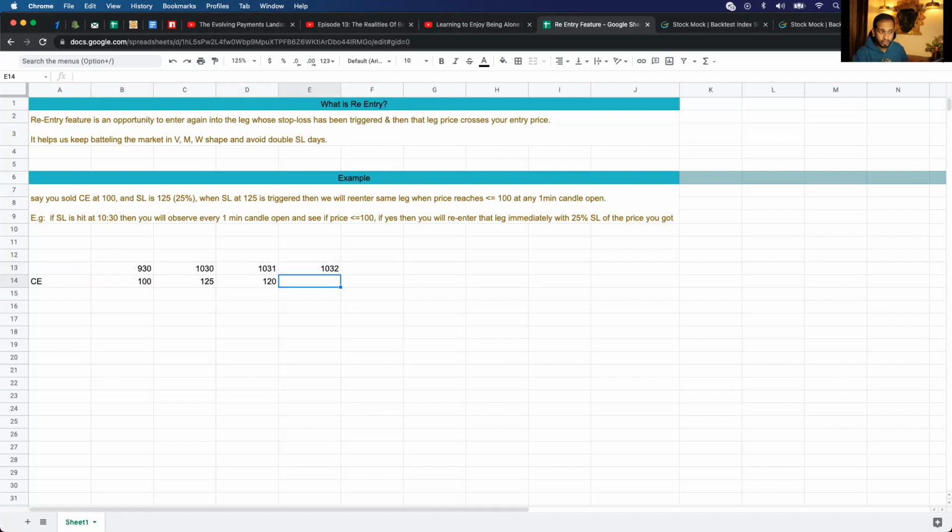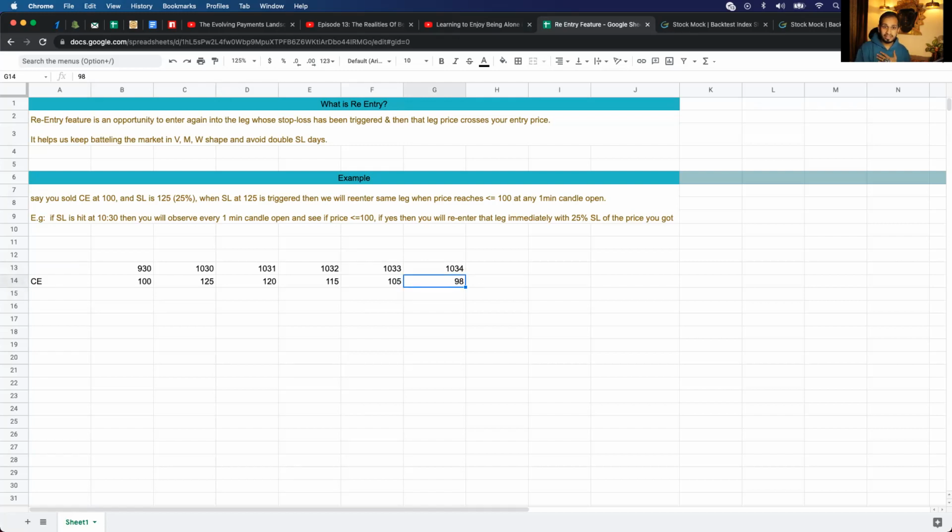Let's say at 10:32, it was 115, you will still not enter. At 10:33, it is 105, okay? Now assume that in between 10:32 and 10:33, it has crossed 100 rupees and come back, but we don't care. We are just seeing exactly the opening price at 10:33. If it is 105, we will not enter. Let's say at 10:34, somehow I got the price as 98 rupees.